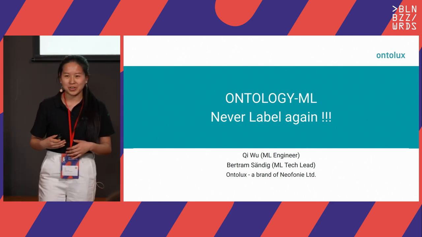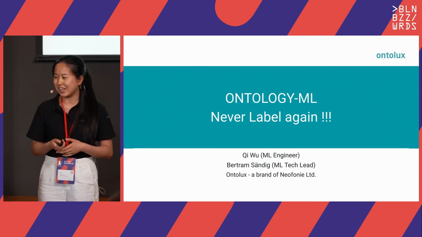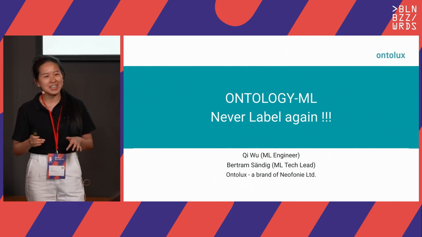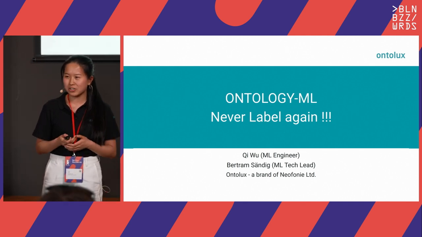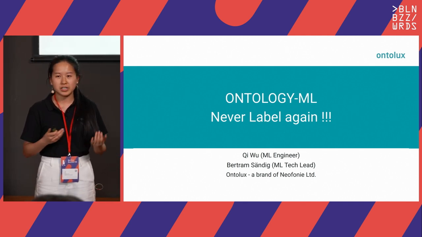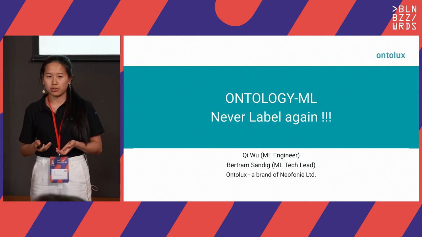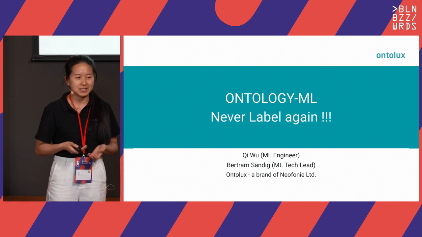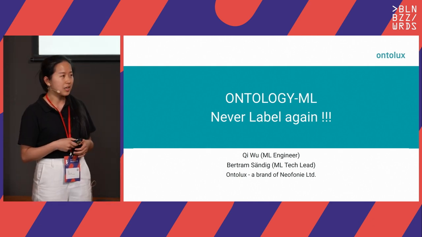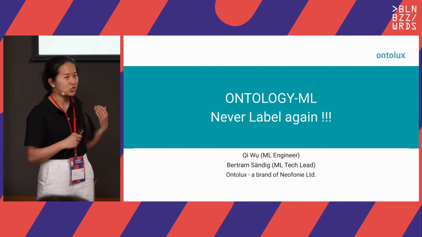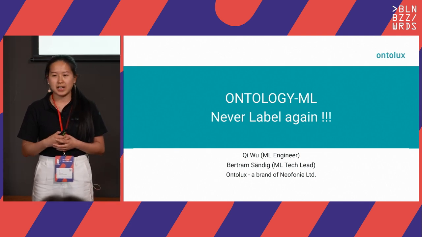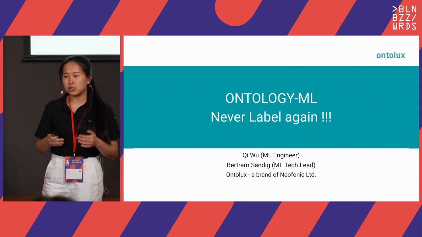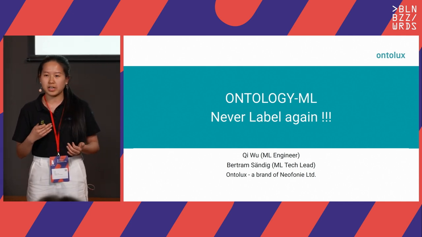However, we do have a more clickbait title for our audience here today, which is Ontology ML, Never Label Again, which is not entirely true, because for building any machine learning system, either for the training or at least for the evaluation of the model, some amount of human labeling is still required and unavoidable. However, this title does express our ambition and the motivation of this project and this talk today. We are using Ontology ML to try to reduce the amount of human effort for labeling the data to the minimum.